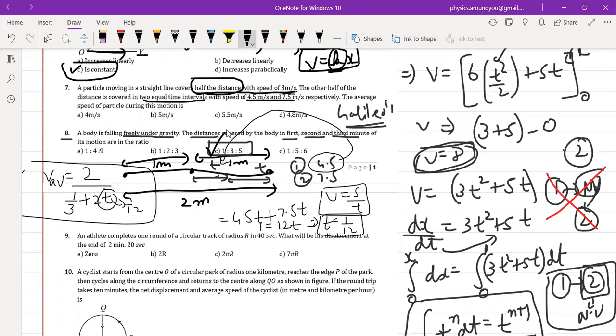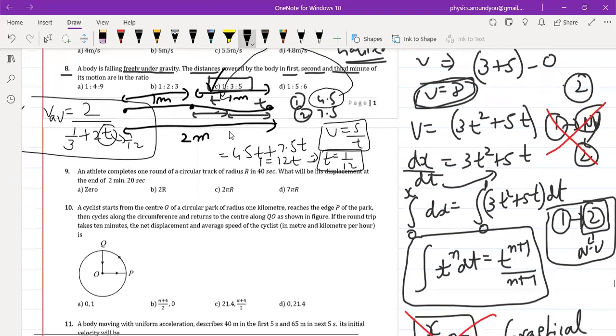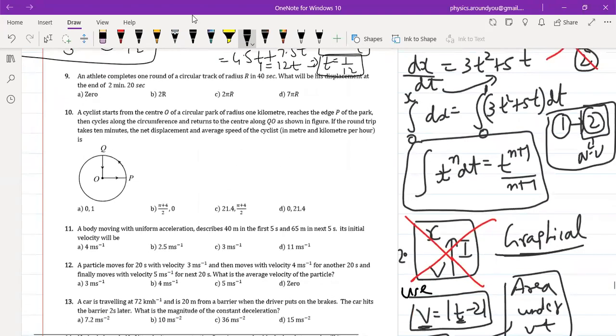In consecutive equal time intervals, the distance covered will always be in the ratio of odd numbers. Cool. So with that, we go to question number 9.